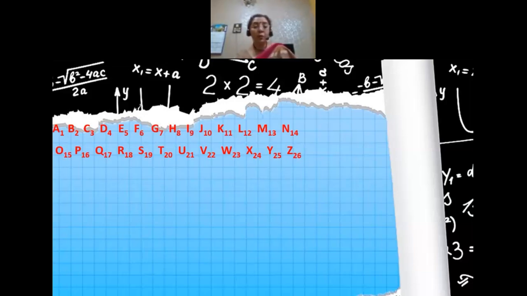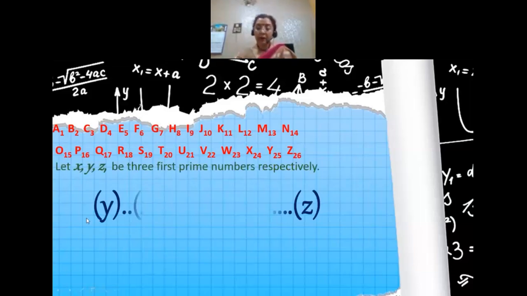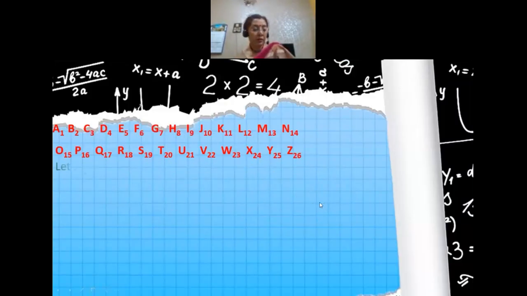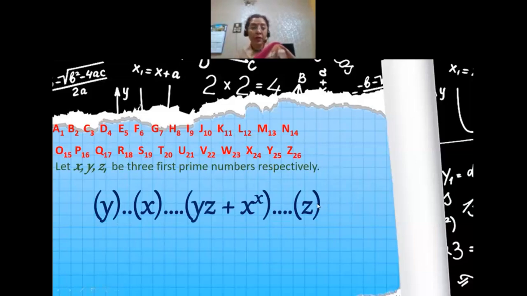Let us take 3 small letters, X, Y, Z. They are the first 3 prime numbers. What will be the values of x, y, z? First three prime numbers: 2, 3, 5. Now let us do this together.